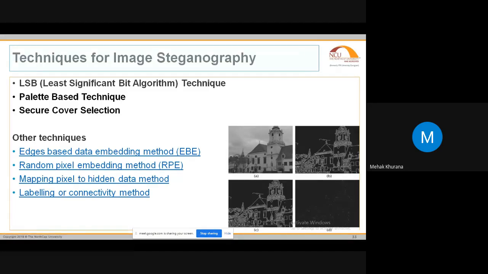We are converting into frequency domain, and then we are embedding the information. Normally, pictures we do not send on WhatsApp or Gmail or any other thing. So whatever the way we are interacting, we want to hide that information in that form. These are some of the techniques being used to hide the information, for example the LSB technique, that is the least significant bit, palette based technique, secure cover selection technique, and a number of other techniques which are being used for hiding the data inside the image.